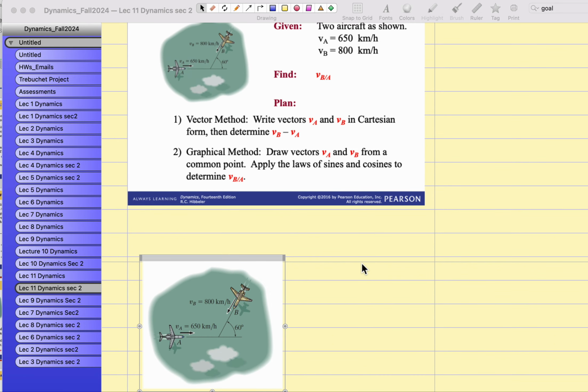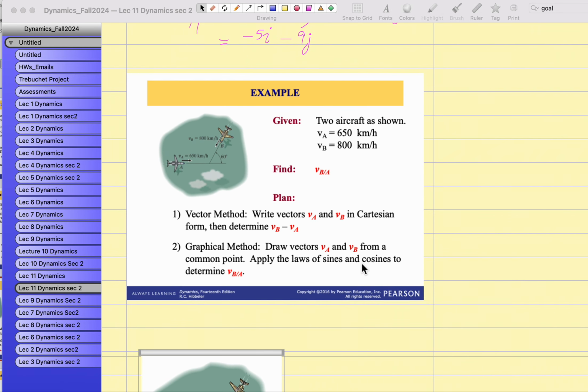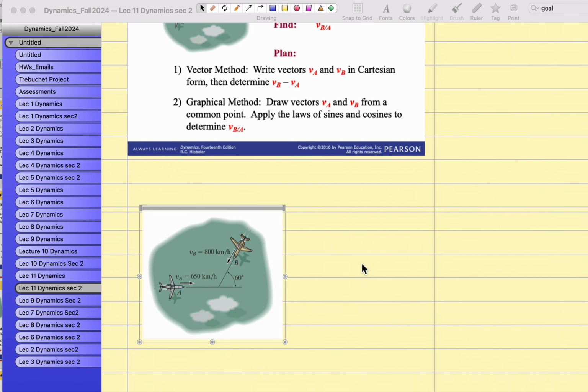Guys, the question is two aircraft shown here. So if I take this as my picture here, this is my plane coming here and the other one is flying this way. So I will show you first this method.